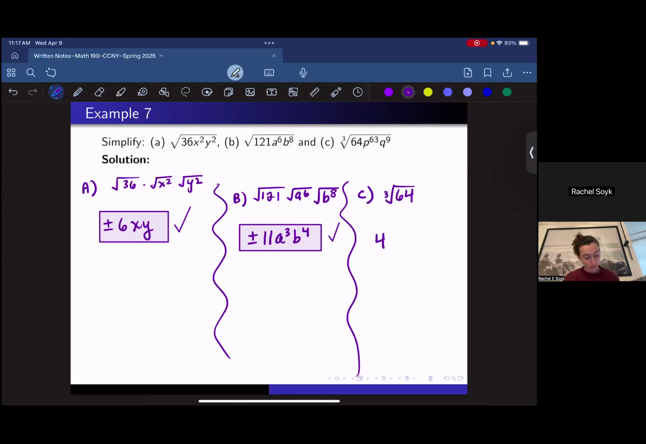So we have 4. And then we have the cube root of p to the 63. How many times does 3 go into 63? It goes in 21 times, so p to the 21st. And then we have the cube root of q to the 9th. How many times does 3 go into 9? It goes in 3 times, so q to the 3rd. Once again, one solution. It's an odd index, and we're done.